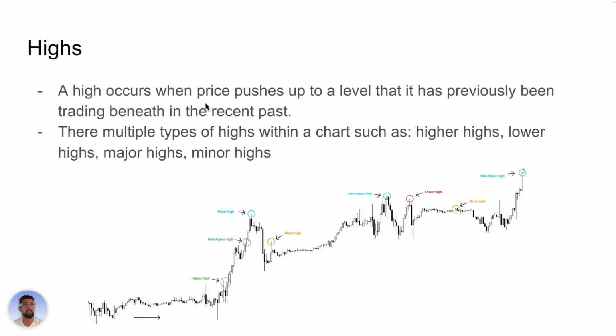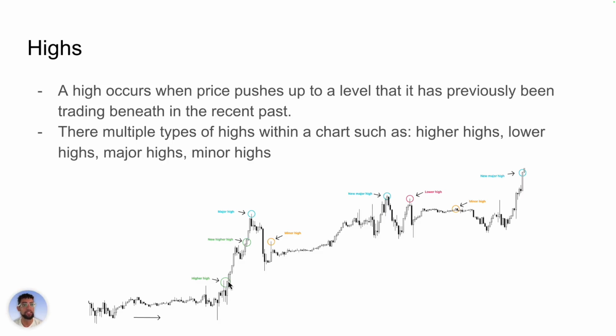A high occurs when price pushes to a level that it has previously been trading beneath in the recent past. There are multiple types of highs within a chart, such as higher highs, lower highs, major highs, and minor highs. So what do I mean by that? This right here is a higher high. A higher high indicates a high that is higher than any of the previous highs. It's exactly what it sounds like.